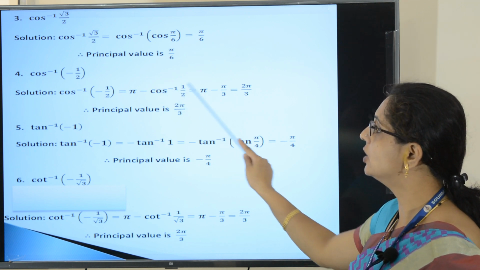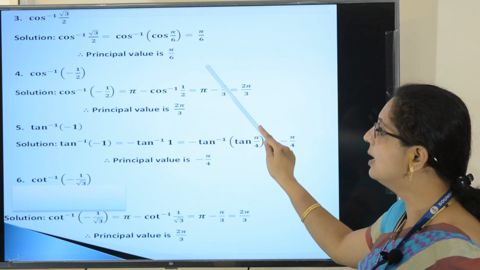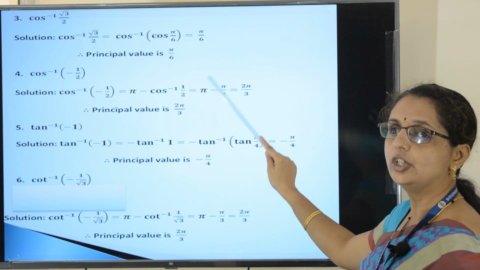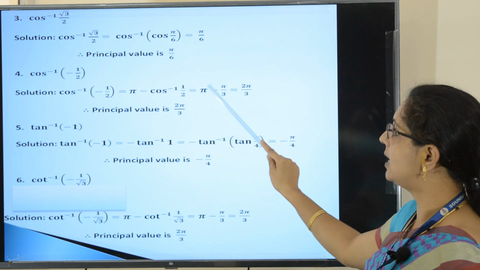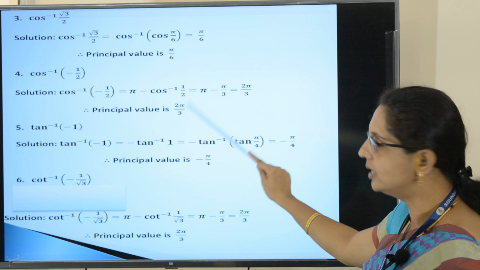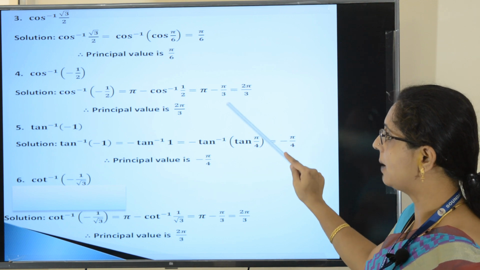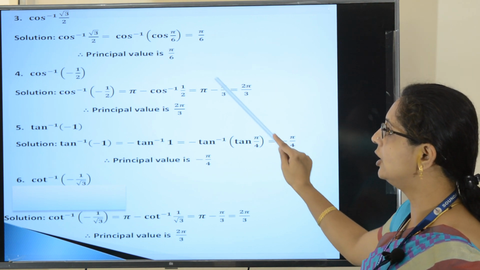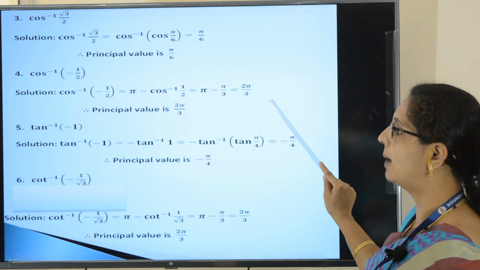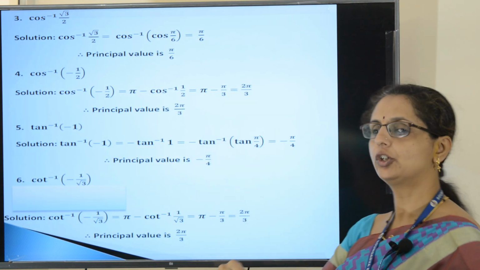Pi minus cos inverse of x, I have substituted it as pi minus cos inverse of 1 by 2, which is equal to pi, maintain it as it is, minus cos inverse of 1 by 2 is a standard value. Yes, that can be written as pi by 3. Cos inverse of 1 by 2 is what? Pi by 3. Take the LCM. 3 into pi is 3 pi. 3 pi minus pi is 2 pi. 2 pi by 3. Cos inverse of minus 1 by 2, its principal value is 2 pi by 3.